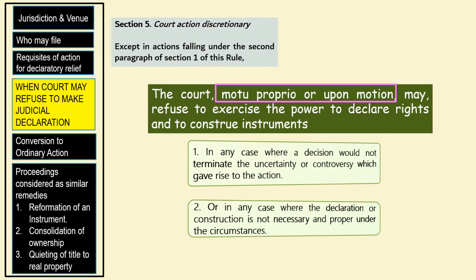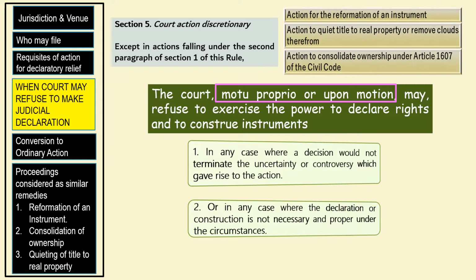But this power of the court to refuse to make judicial declaration does not apply where the actions involved are the following: action for the reformation of an instrument, action to quiet title, and action to consolidate ownership. This is your Section 5.